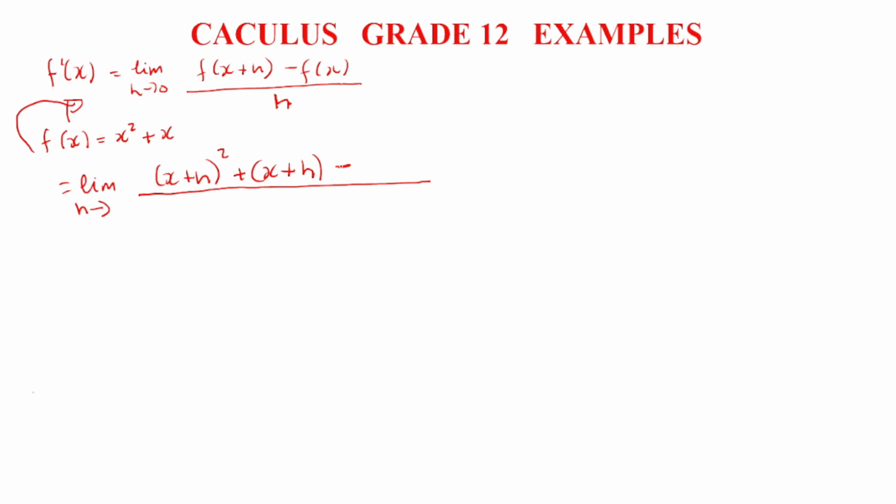All minus, what is f of x? f of x is this whole thing here, the whole equation f of x. So I'm going to put it in the bracket, x squared plus x, close bracket, all over h. And then I'm going to keep writing lim h approaches 0 because it has not yet approached 0. Everything will be all over h.